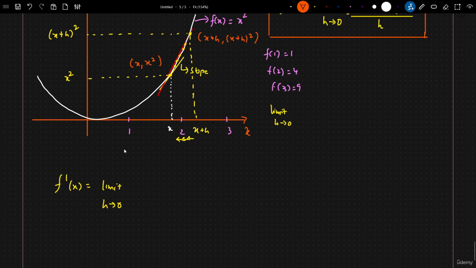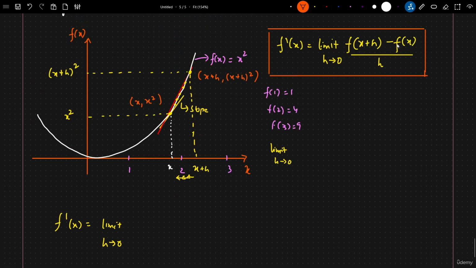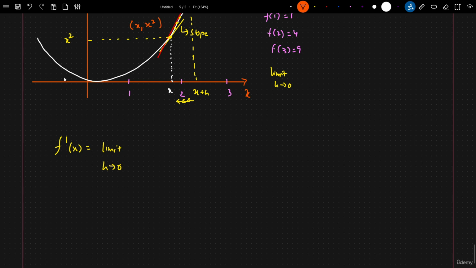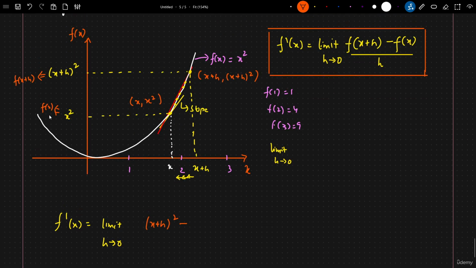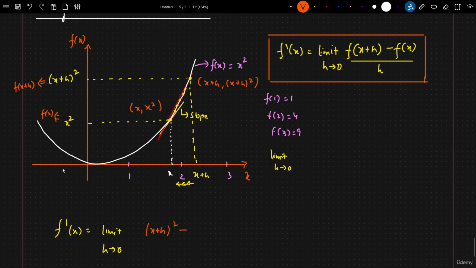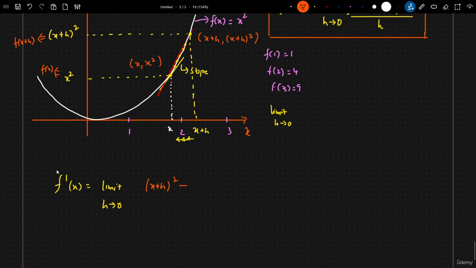Here, now let me write what is f of x plus h. It is nothing but x plus h whole square. So here I'm going to write x plus h whole square minus, I'm going to subtract f of x. What is f of x over here? f of x is nothing but x square. This is my f of x, and this is my f of x plus h. So here I have this, and when I use f of x, this value is x square.